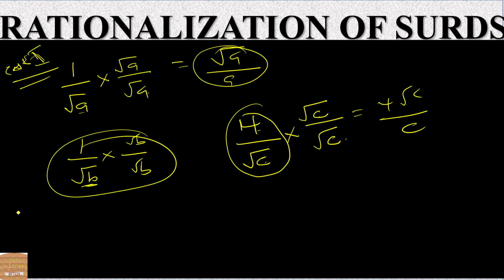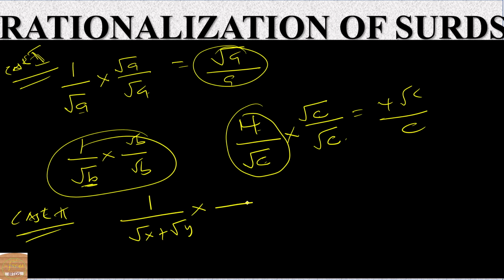Now case 2. In case we have 1 over root x plus root y, this one too, we have to multiply both the numerator and denominator by the conjugate of this. So we have root x minus root y over root x minus root y. Then you do the multiplication.